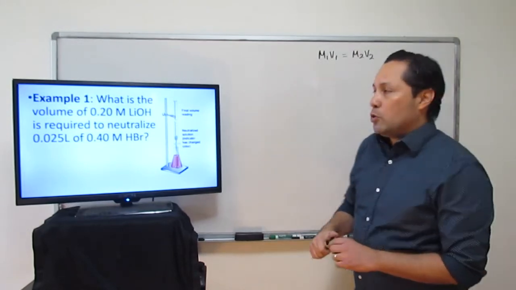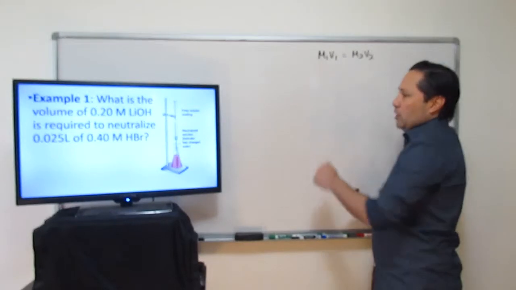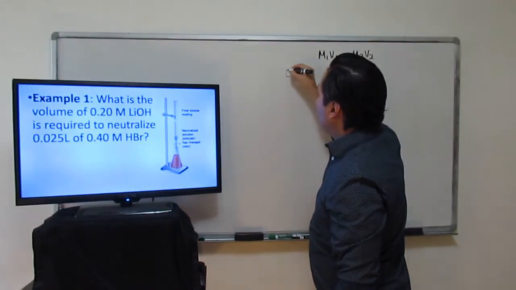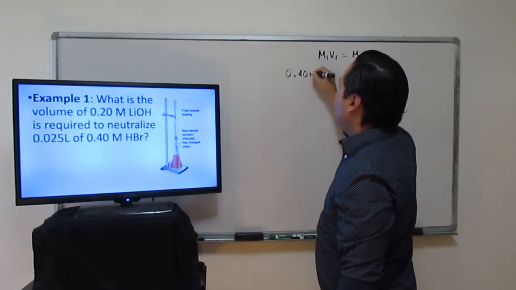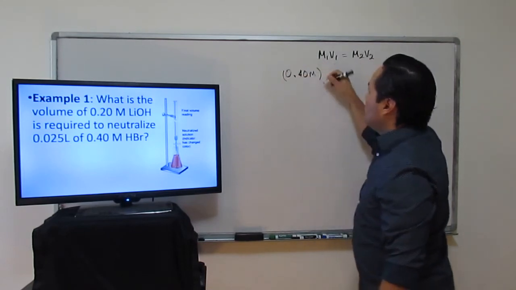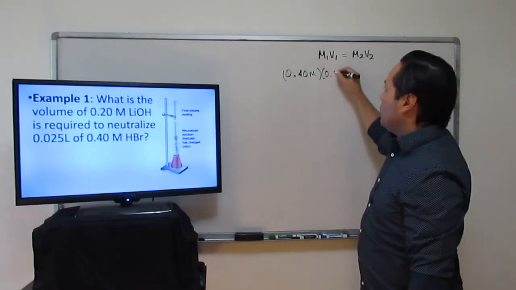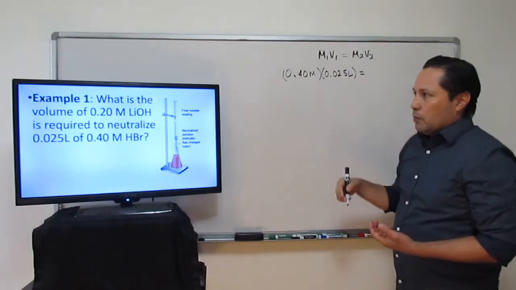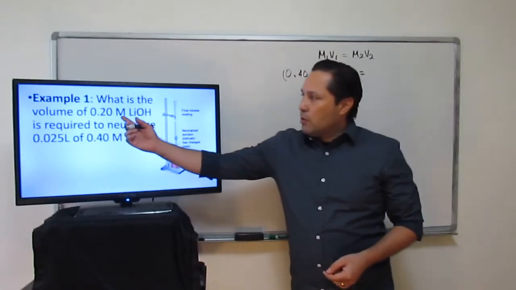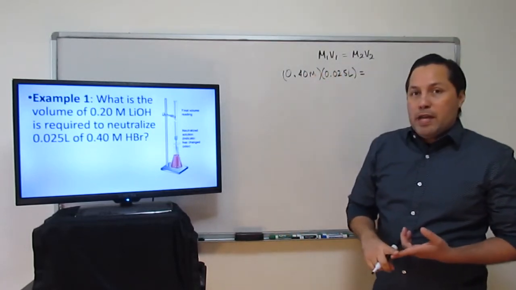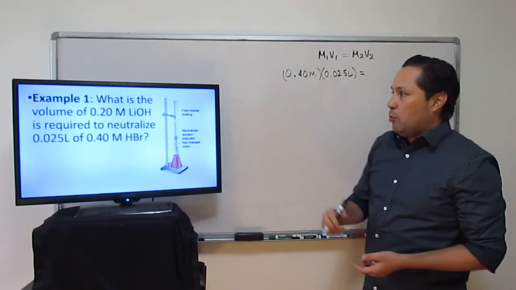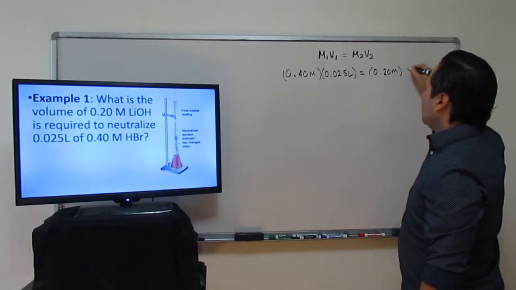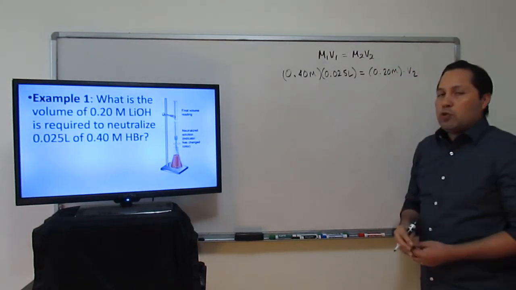I'm going to put the information for the acid here on the left. Our concentration is 0.4 molar, and we're going to multiply it times its volume, which is 0.025 liters. Now on the other side, we put the concentration in molarity of the base, the lithium hydroxide, which is 0.2 molar, multiplied times the volume, which is what we're solving for.